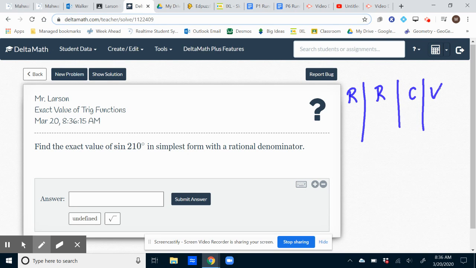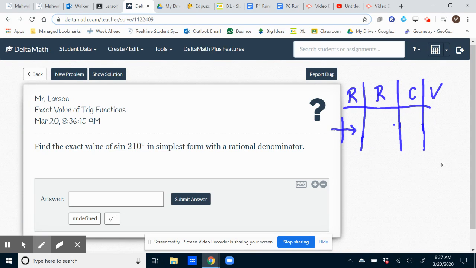On the last skill, it kind of did the first R for you, or it allowed you to do it right there on the screen. You're going to have to draw out the picture for these. Okay, so you have to do the first R. So let's do this one. Sine of 210. Okay, rotate.